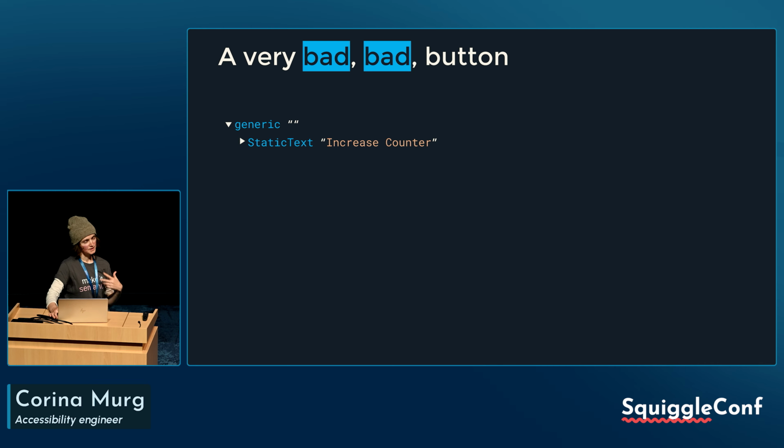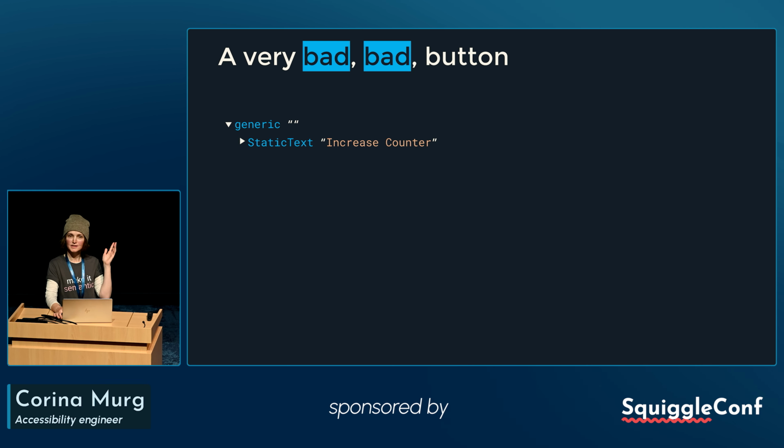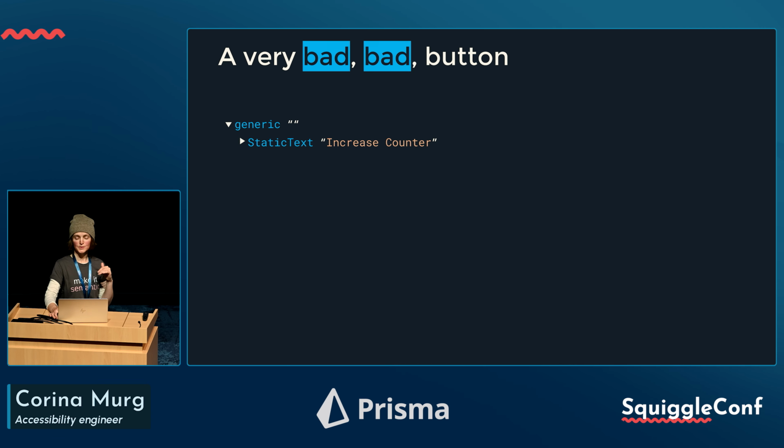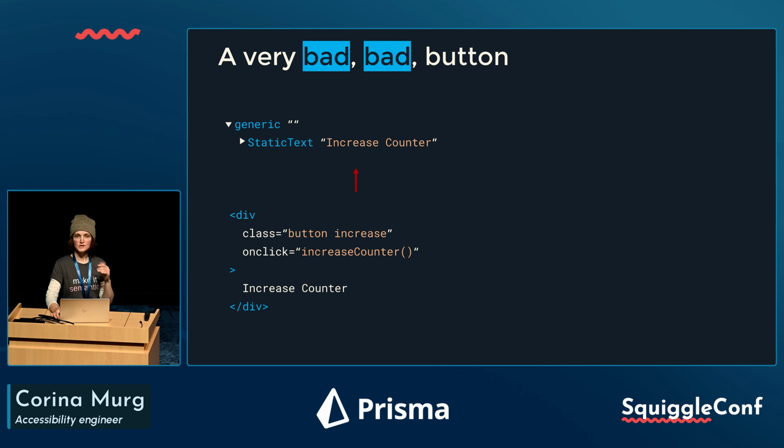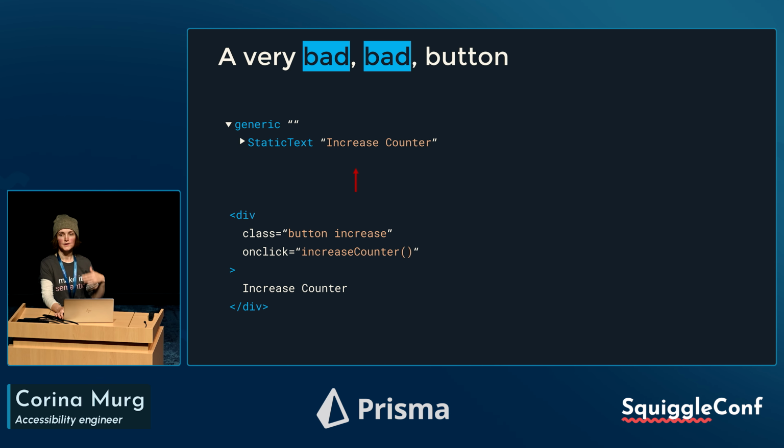I helped them fix some of their bugs. And they had something like this. I'm already giving you a hint that it's a button, but if you just look at the role, generic, you would expect it to be a div, and indeed it was created using a div that has a click event on it. So it's a button for a sighted mouse user.